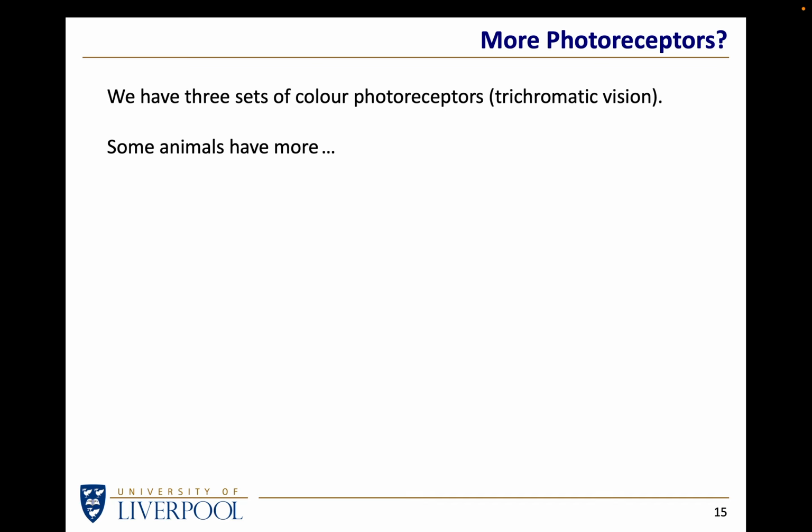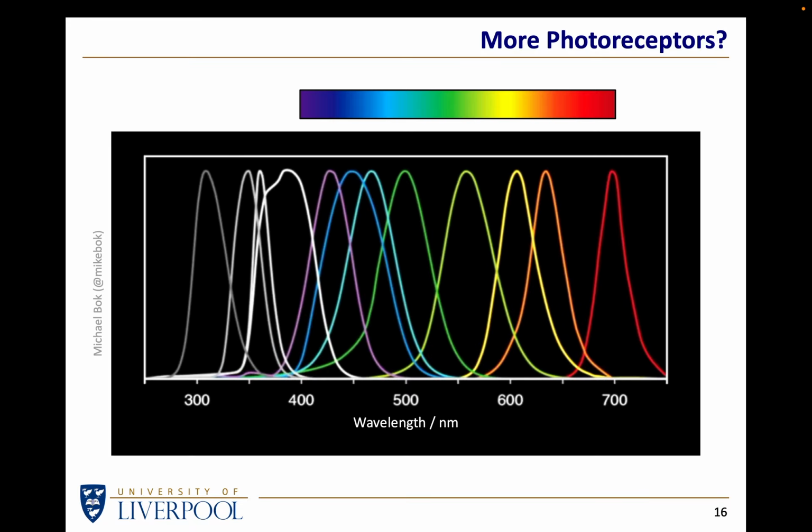Okay, so you could ask, well, okay, right, we have 3 sets of color receptors, and that's why we build cameras with 3 sets of color receptors to mimic the human eye. But actually, some animals have more. So humans have red, green, blue. I'll continue to call them that. But some animals have very interesting color receptors.